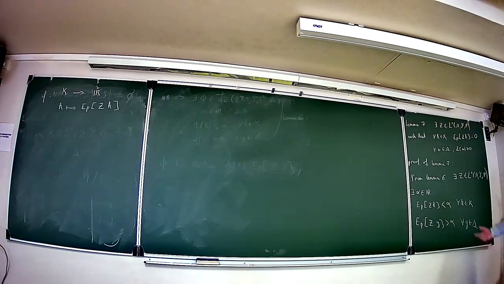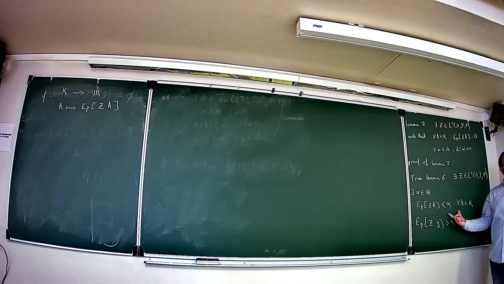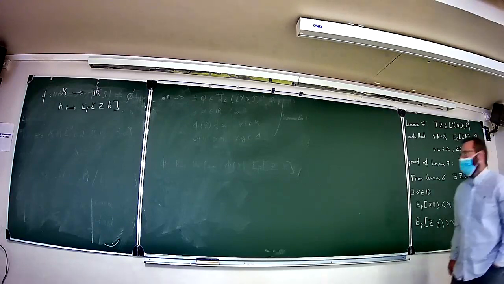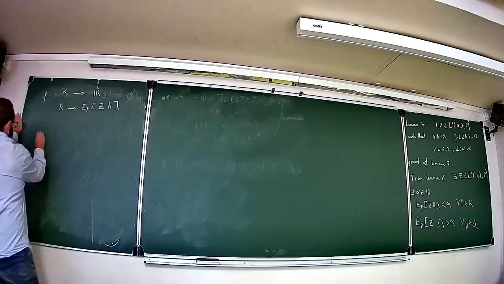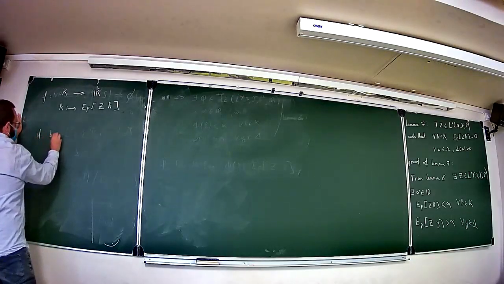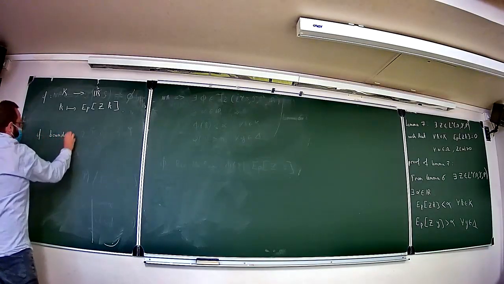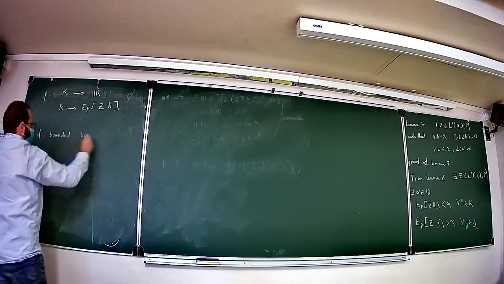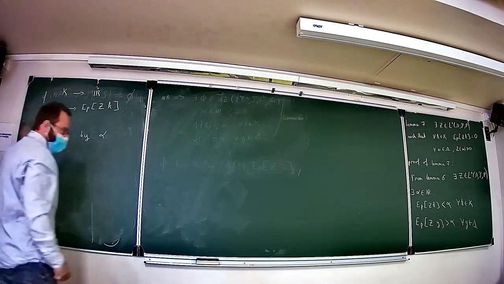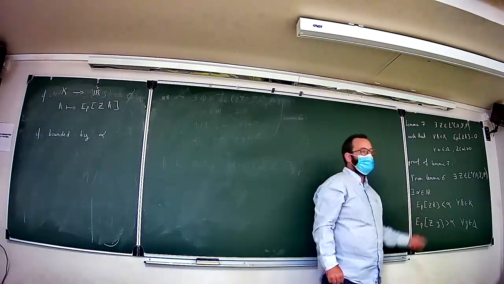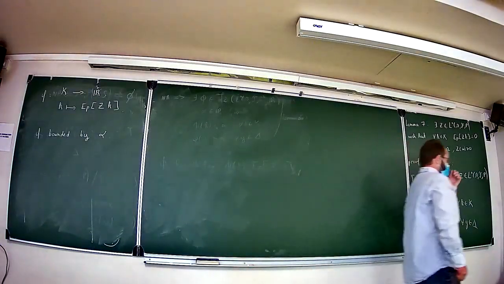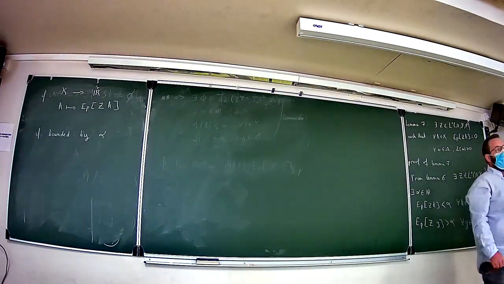Well, first, if I have a look at this one, I can say that this mapping phi is bounded by alpha. Okay, it's a consequence of what I have written here. Do you have in mind another property for phi here?